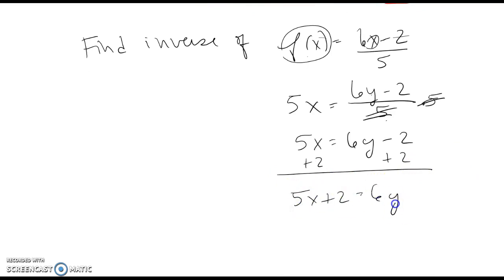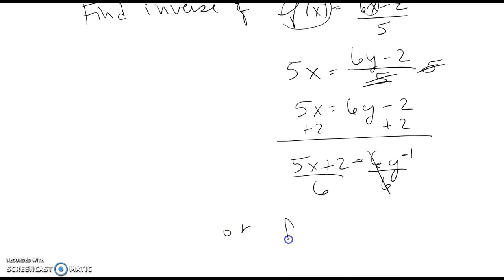And then what's the last step? Well, divide by the 6. And now those are gone. So this would be the inverse. The notation for inverse is a little -1. Or you could say f -1 of x is equal to all of this. Either way, it's a good answer.